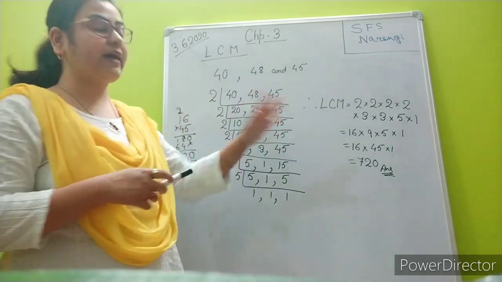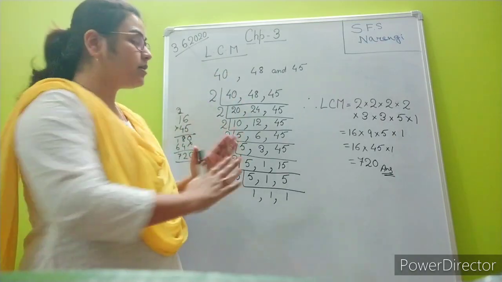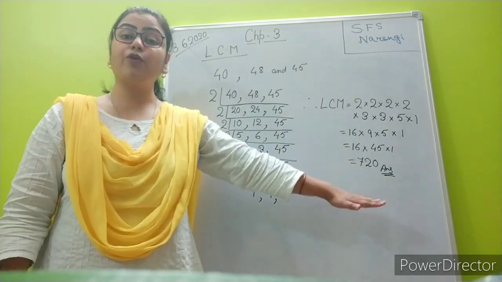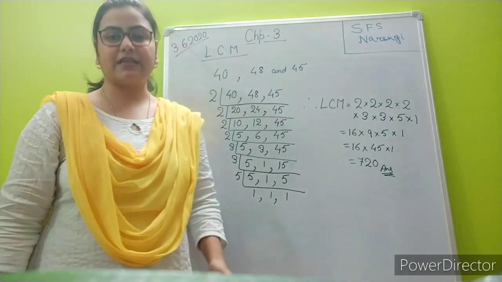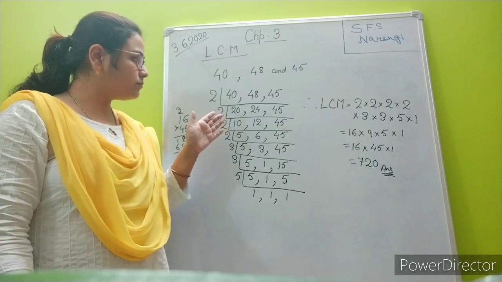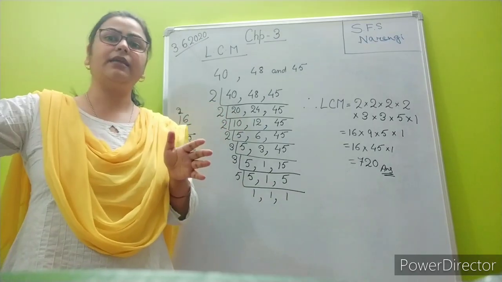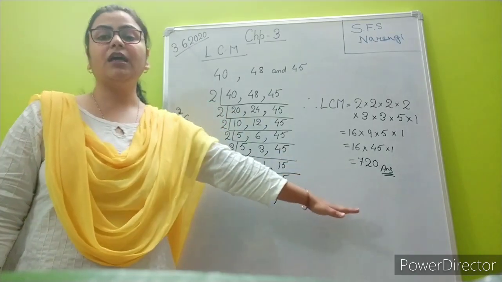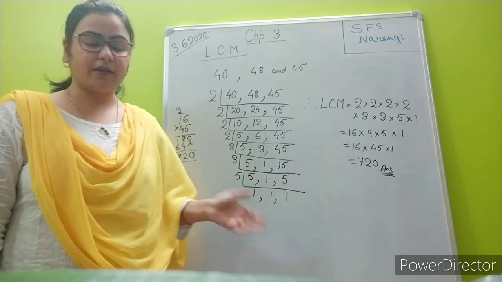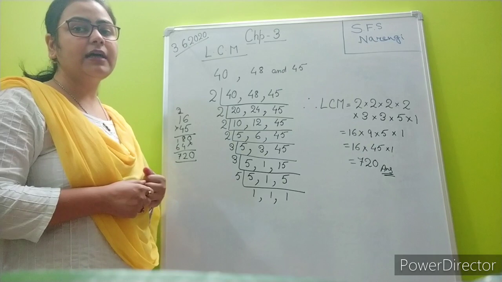So if you go on writing all the multiples of 40, 48 and 45, the first multiple that you will get in all the three tables will be 720. Now this would be a long process, right? Because for 40 you have to move till the 18th table, 40 into 18. Then only you would be getting 720. Right? But this was easier. Yes? We can easily find out. So now let us try the exercises. Let us move on to the exercise now. Okay?